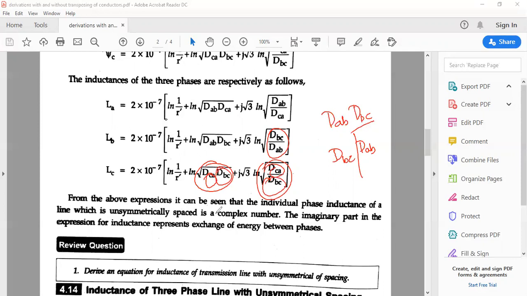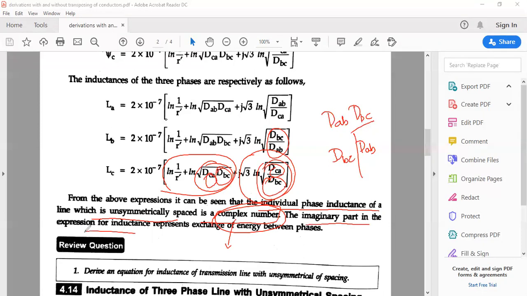You can clearly see that from the individual phases, the inductance of the line, which is unsymmetrical, is a complex number. This term is a complex term, and this one is the real part. You can see that once it is unsymmetrically spaced, it results in a complex number. It does not result in a real number alone.